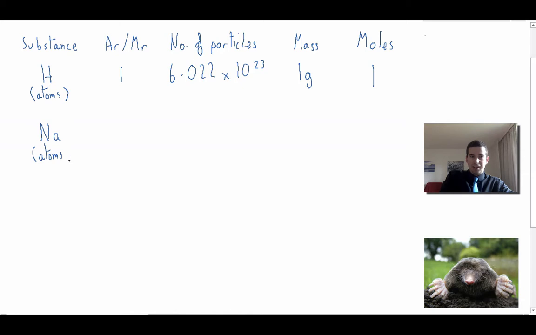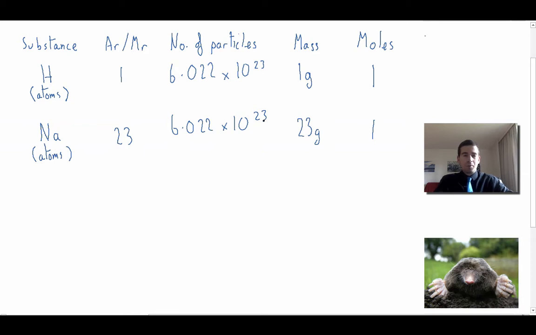Let's have it as atoms. So, the relative atomic mass of sodium is 23. If we have 1 mole of sodium, that means we will have 23 grams of sodium. And that is because we have 6.022 times 10 to the 23 atoms of sodium.